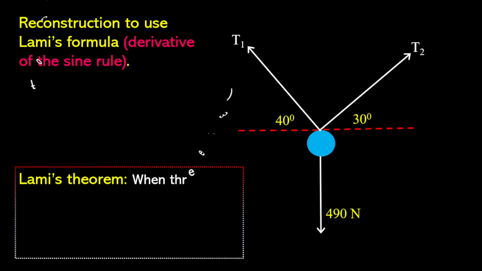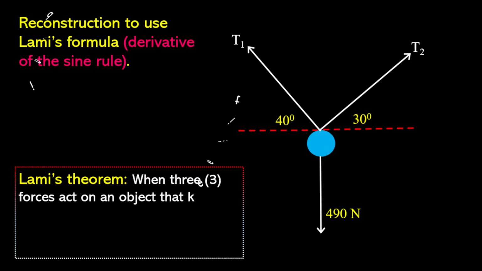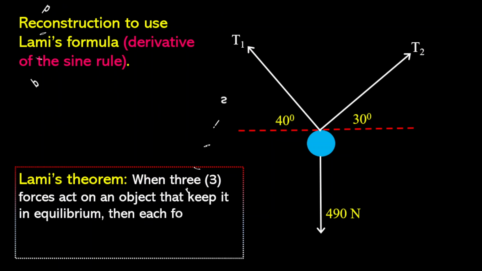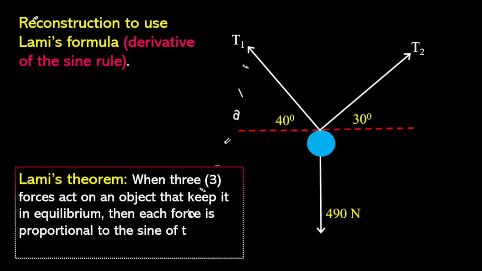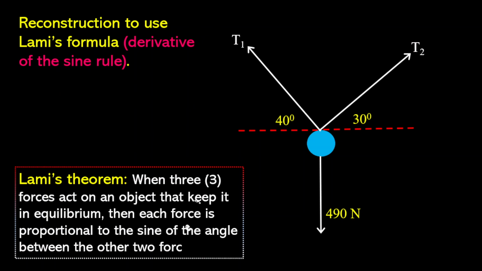Lami's theorem states that when three forces act on an object that keep it in equilibrium, then each force is proportional to the sine of the angle between the other two forces. Based on this, the first step is to find the angle between any two forces. Let's start from the top.